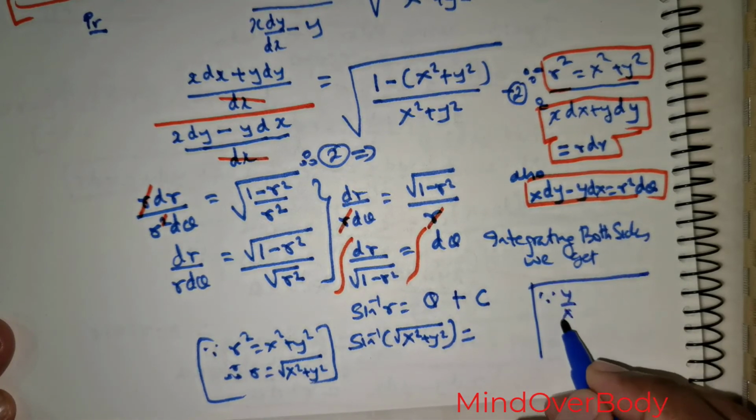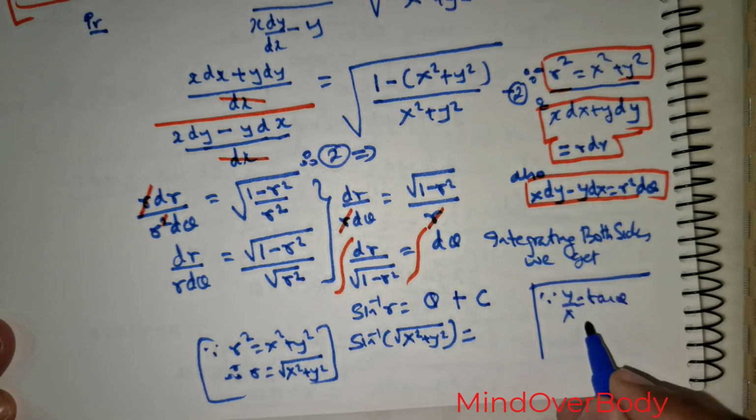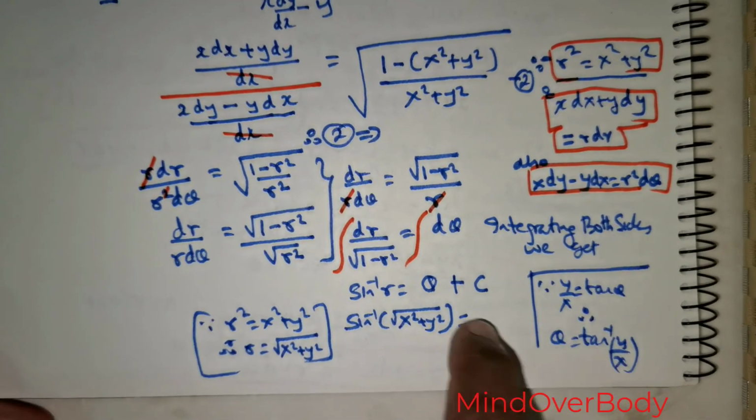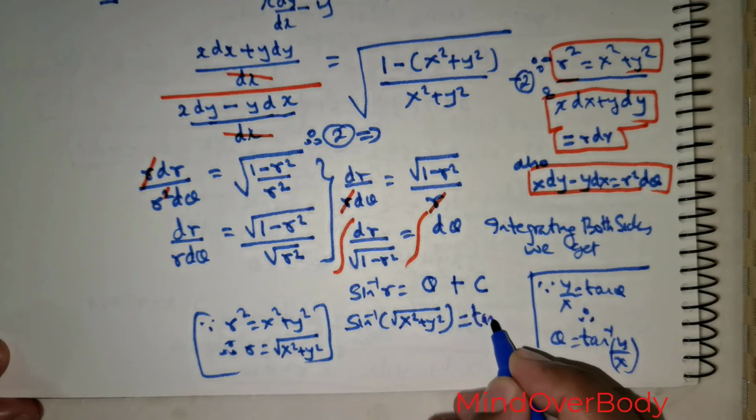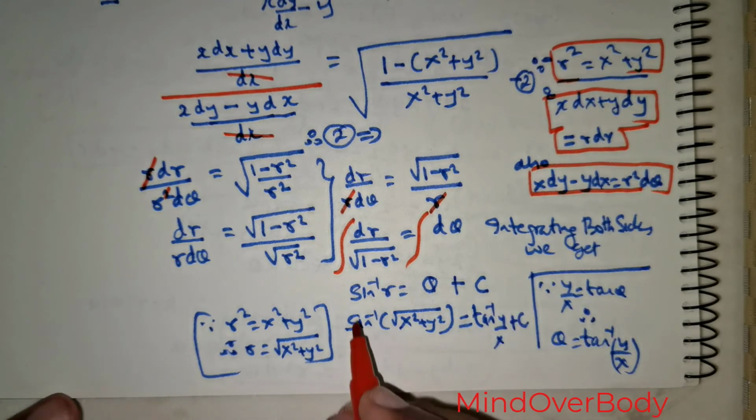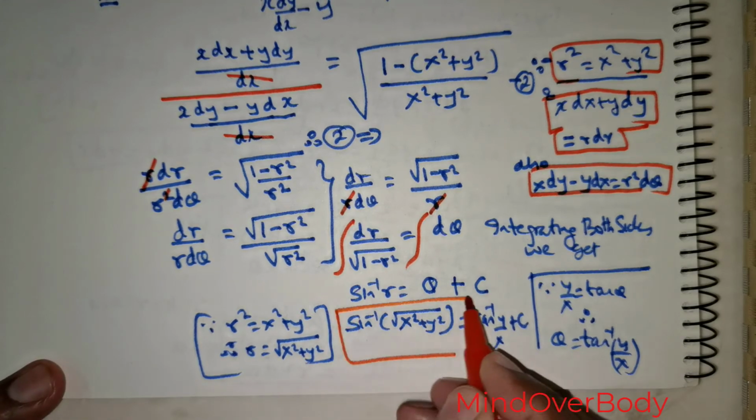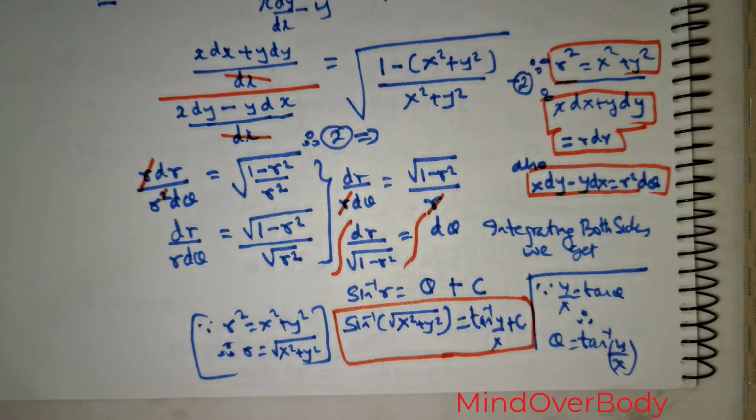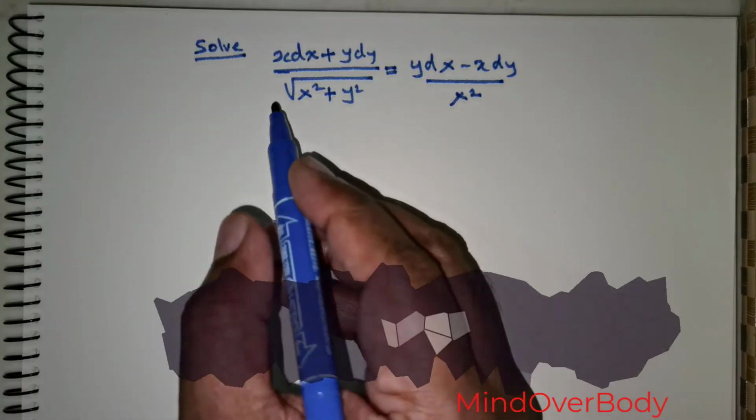Now since y over x is equal to tan theta, therefore theta is tan inverse of y over x, right? So just take this value and substitute it. Yeah, this is tan inverse of y over x plus c, and this is the final solution for the question.